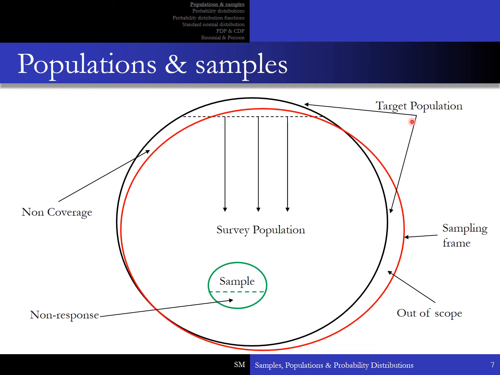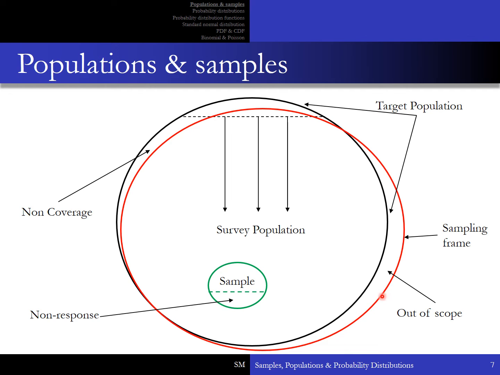Okay, so we're making a distinction here between our target population, what ideally we would like to make inferences about, and our survey population, what in practice we can probably make inferences about from our sample. But there are other difficulties. In order to sample anyone from the survey population, we actually need to have some kind of list of the elements in the population. In order to select them, we need to know who they are, or at least have some identifying information so that we can select them. In other words, we need a sampling frame.